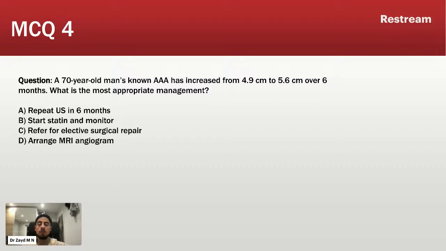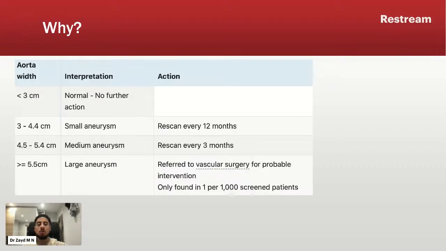If this AAA was actually just 0.1 centimeter less, this would have been the wrong answer. But because it's over 5.5 centimeters, the best management would actually be to refer to vascular surgery. Okay, these are very, very, very common topics in exams, and it's really this graph, this table here, that is oftentimes widely asked about in MCQs.